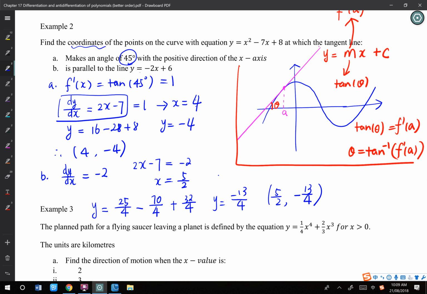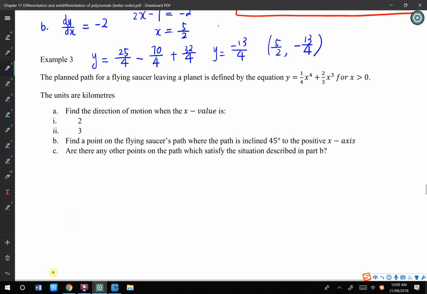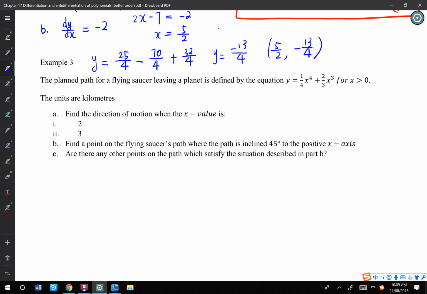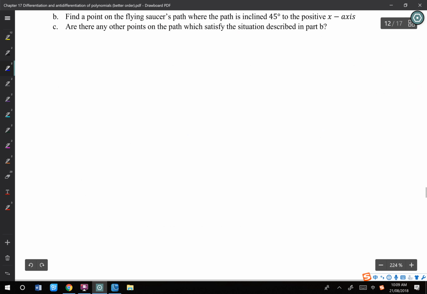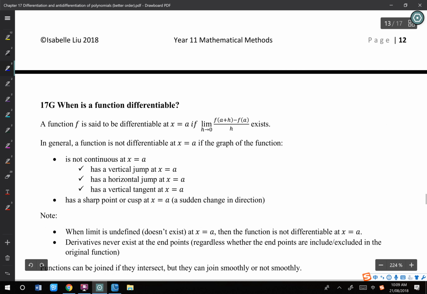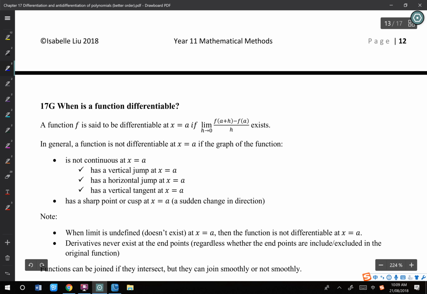Alright, everyone. For the next 20 minutes, you need to complete example 3 by yourself. That's the same thing as the previous one. So you do example 3 by yourself, and tomorrow we'll start exercise G.